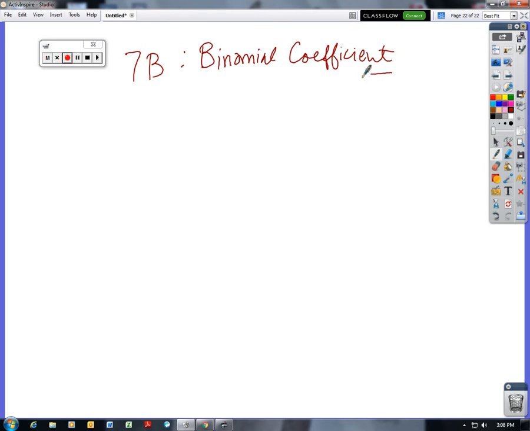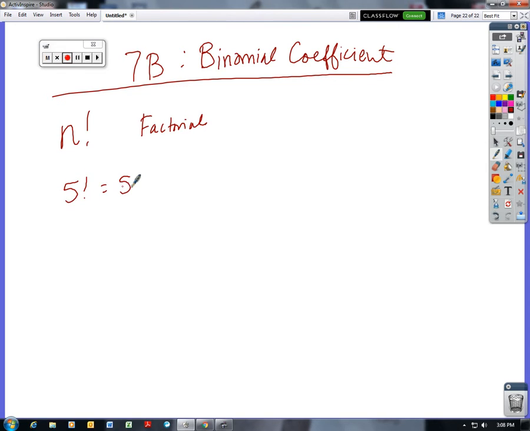Now this is going to involve factorials. N factorial, that's written like so. N factorial means you take n and you multiply it by each successive integer all the way down to 1. So for instance, if you had 5 factorial, that'd be 5 times 4 times 3 times 2 times 1. N factorial can be written as n, because 5 was the n, this is the first one, and then the next number is n minus 1, and then the next number is n minus 2, and so on, all the way on down to 3 times 2 times 1.